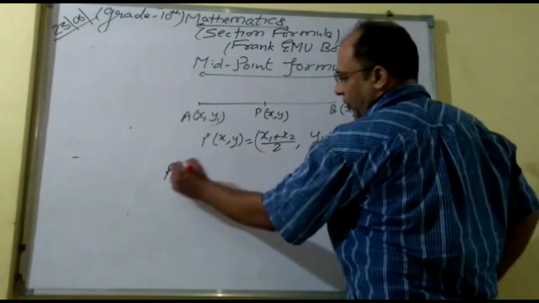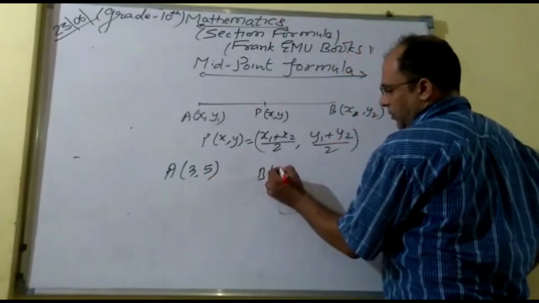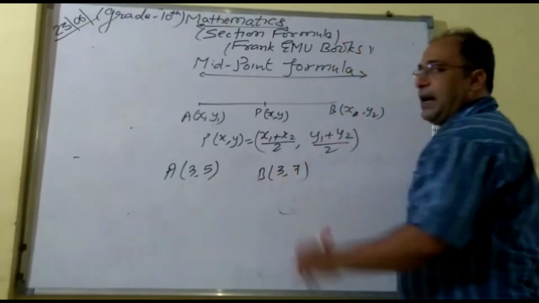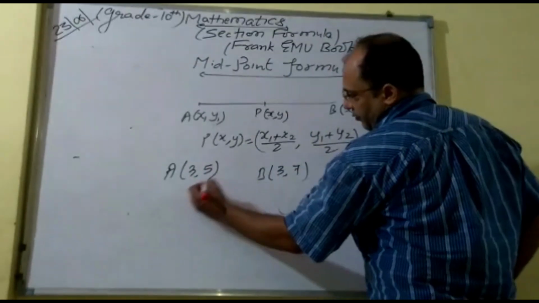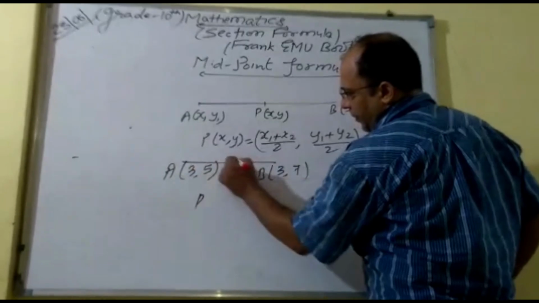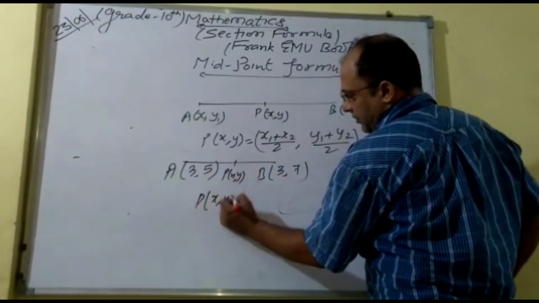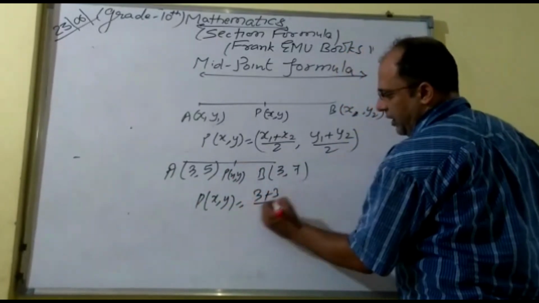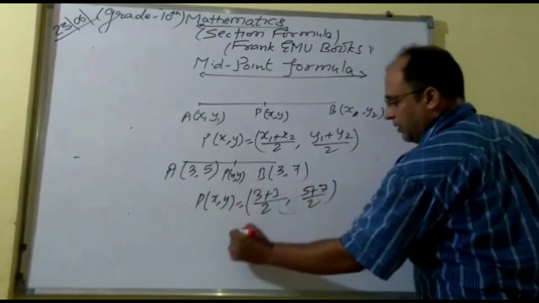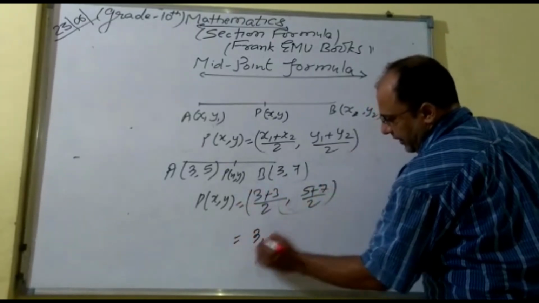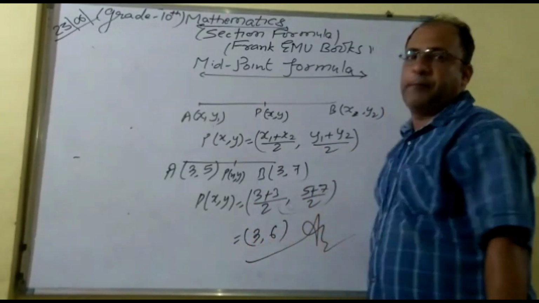Suppose I have a value A(3, 5) and B(3, 7). I asked to find the mid value of AB. That P, suppose the point is P(x, y). So P(x, y) equal to 3 plus 3 upon 2 comma 5 plus 7 upon 2. So 6 by 2 how much? 3 and 12 by 2 how much? 6. These are the concept of the midpoint formula.